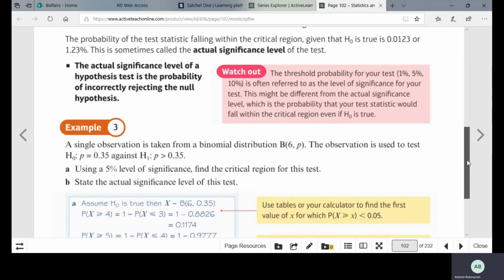If you flick over to YouTube, we'll have a look at the examples for 3 and 4 before we start exercise 7b.